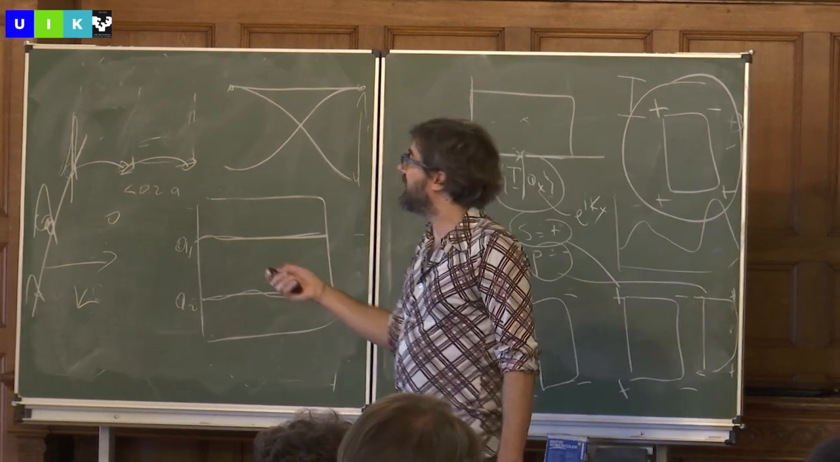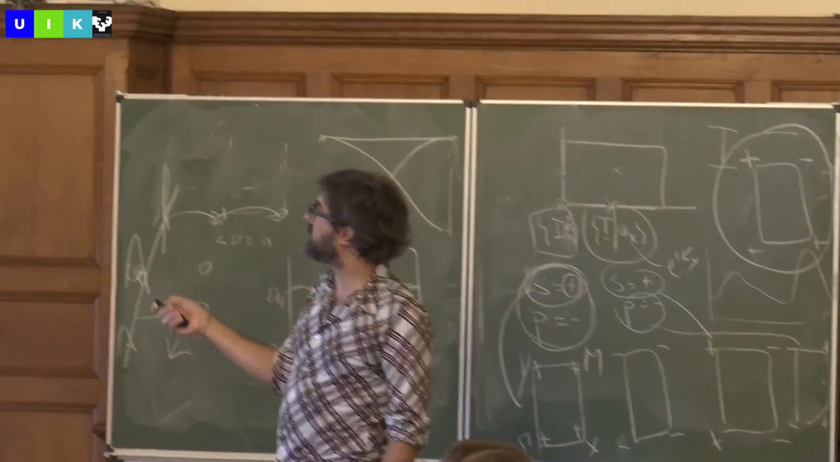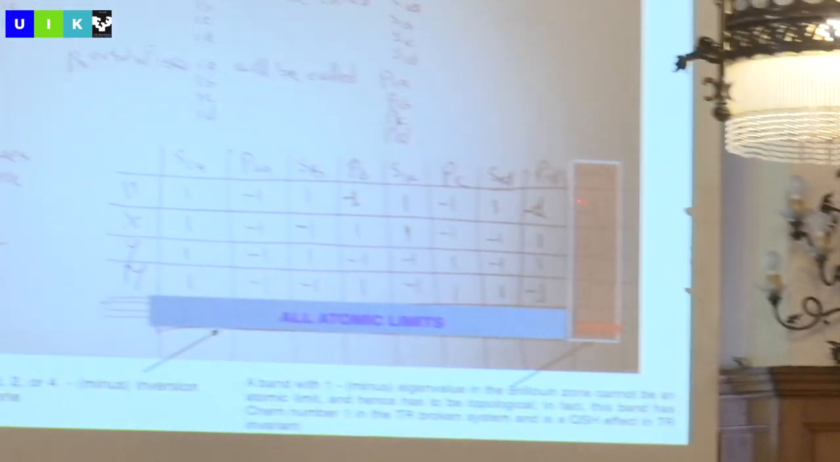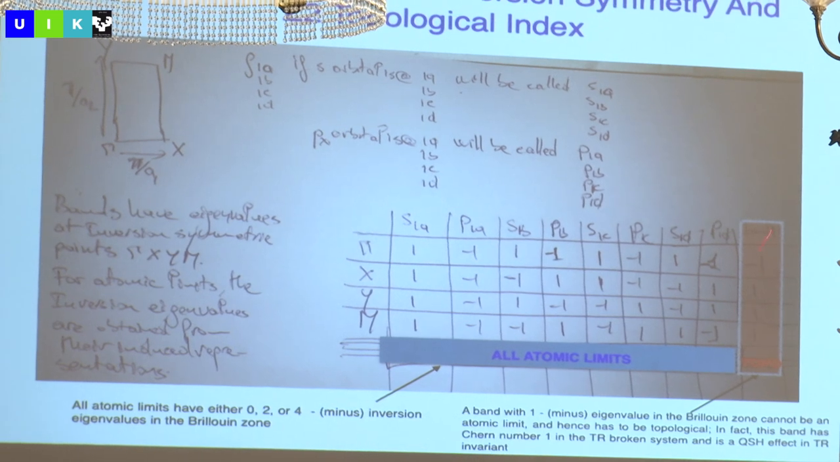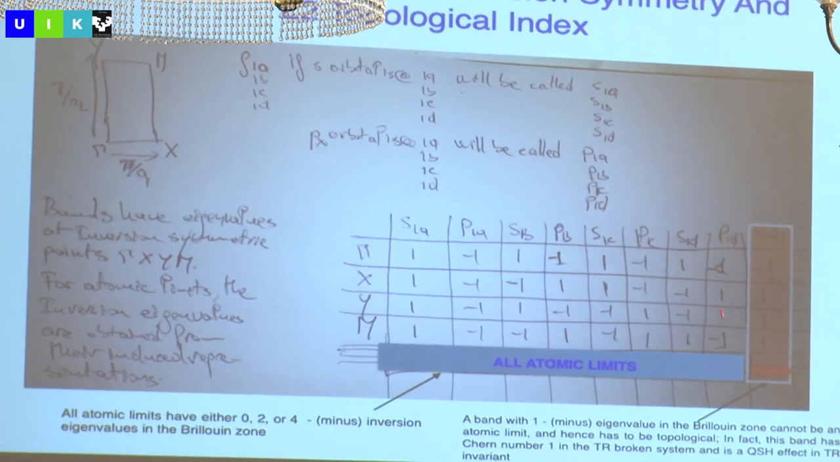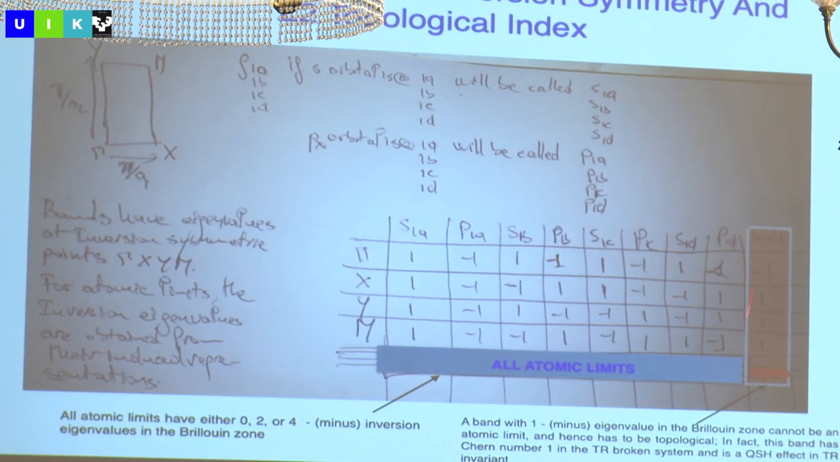So it's clear that there's no way I can combine these atomic limits, which have an even number, to get an odd number of minus ones. So this band has to be topological. And in fact, the number of negative eigenvalues, even or odd, is a Z2 topological index, which in this case is half of the Fourier index. So this is the Fourier without time reversal symmetry.